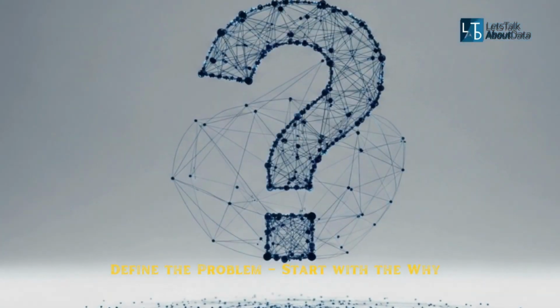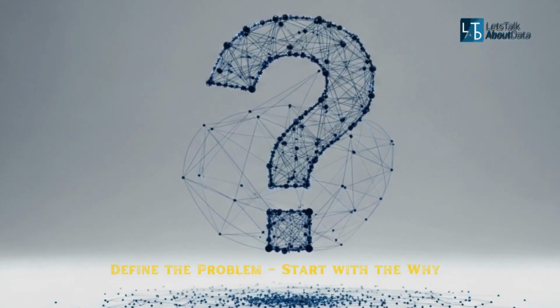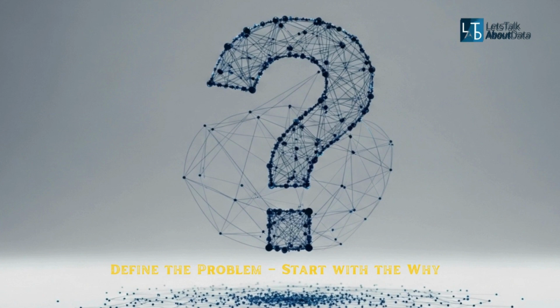Let's break this down into simple stages. 1. Define the problem clearly. Before any code is written, you need to understand the why. What's the business or product goal? Are you trying to reduce churn? Automate support? Detect fraud? Clear problem framing guides everything that follows.